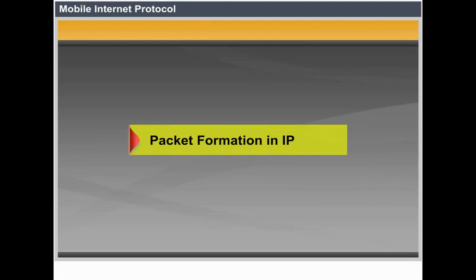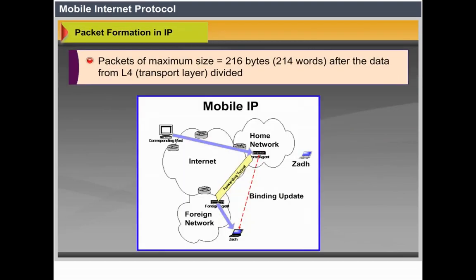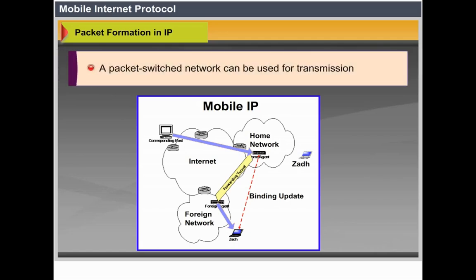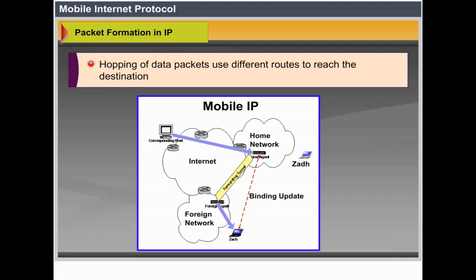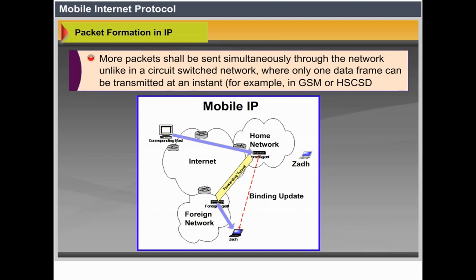Packet formation in IP. Packets of maximum size equal to 2^16 bytes, 2^14 words, after the data from L4 transport layer is divided. A packet-switched network can be used for transmission. Hopping of data packets use different routes to reach a destination. More packets can be sent simultaneously through the network, unlike in a circuit-switched network where only one data frame can be transmitted at an instant, for example, in GSM or HSCSD.